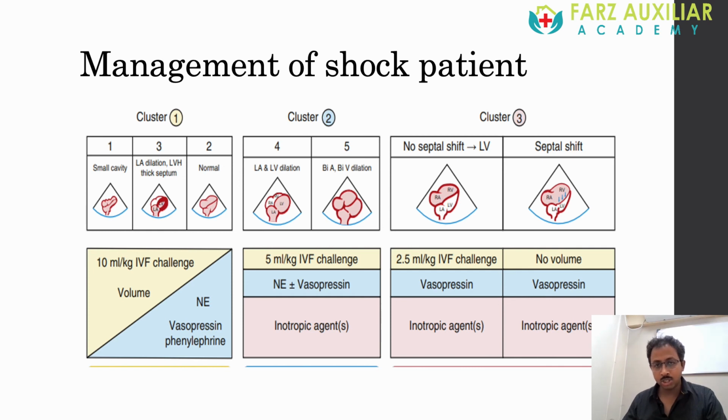Now coming to cluster 3, when there is no RV dilatation and no septal shift, we can give a fluid challenge and we have to add vasopressin and inotropic agents. But if the septal shift is there because of the pressure as well as the volume overload, fluid is contraindicated. We will not give any fluid to this patient. We will directly go with the vasopressor along with the inotropic agents.